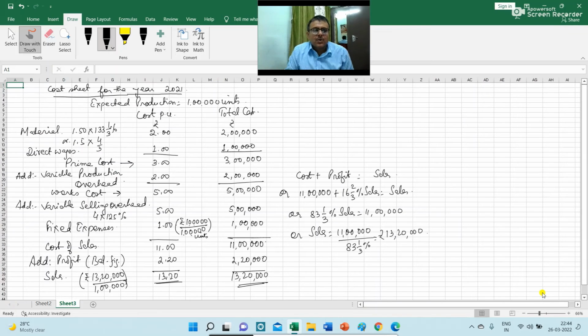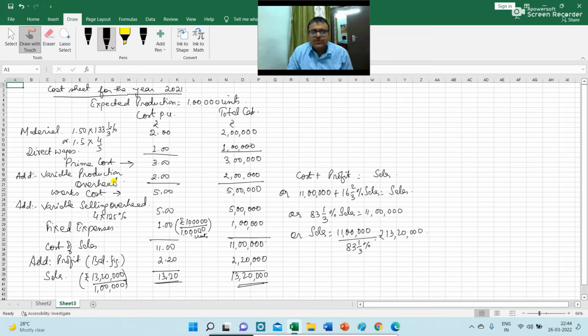So this is the cost sheet for the year 2021 that I am showing to you on one screen. First I have written the material cost. The material cost will increase by 33 1/3% over the year 2020. So your total material cost will be rupees 2 lakh, and the per unit material cost I have calculated first to be 2, because in the year 2020 it was 1.50 multiplied by 133 1/3%, you will get rupees 2.